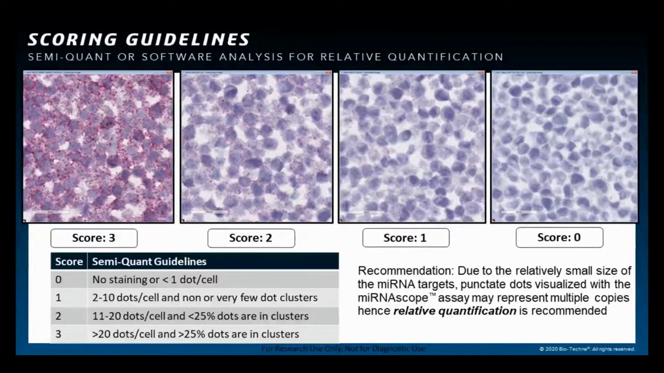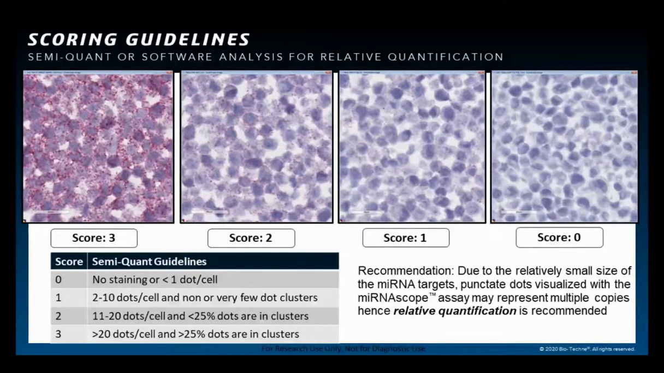If your target is highly expressed, such as with 20 dots or more per cell, then we recommend a score of 3, whereas if your target is moderately expressed with 11 to 20 dots per cell, a score of 2 is assigned. For lower target signal detected, such as 2 to 10 dots per cell, a score of 1 is assigned. Lastly, a score of 0 is assigned if there is no staining or less than 1 dot per cell observed.